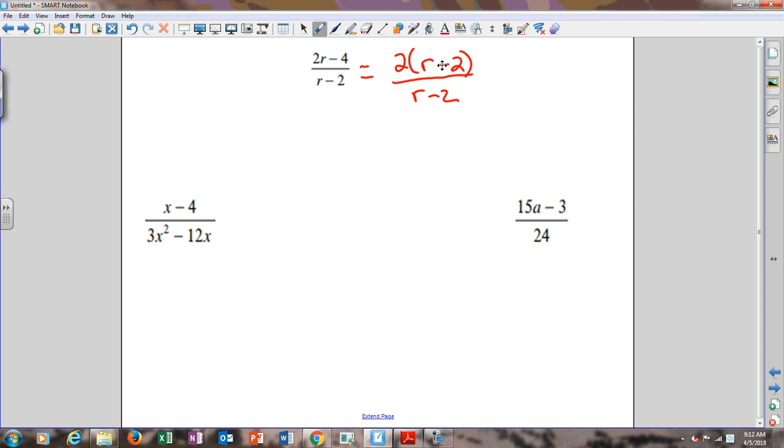Now anytime you have a subtraction or an addition in here, you can't cross them out unless it's exactly the same. So it's not like I could look at this and say, well, there's an r and an r, and I can cross those out. You can't do that. It has to be if it's multiplied by something. Now if it's exactly the same, like r minus 2, you can cross out the r minus 2's. All you're left with is 2.